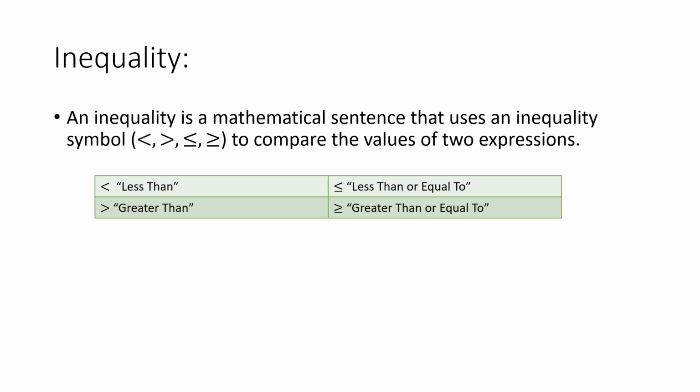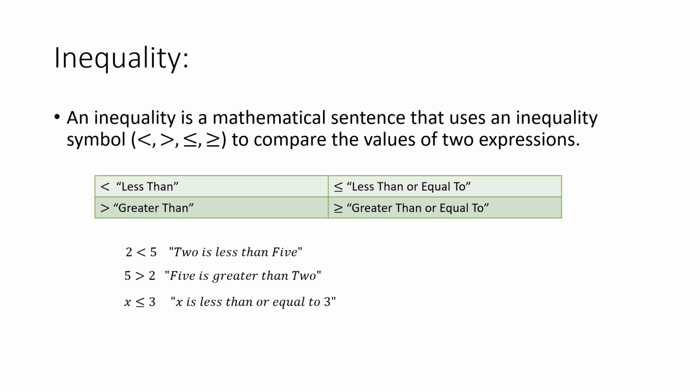In the chart, I have them listed here, so we have less than, greater than, less than or equal to, greater than or equal to. So let's look at some examples, some comparisons. So we have 2 is less than 5. 5 is greater than 2. X is less than or equal to 3. 3 is greater than or equal to X. So that's how you would read these mathematical sentences using the inequality symbols.